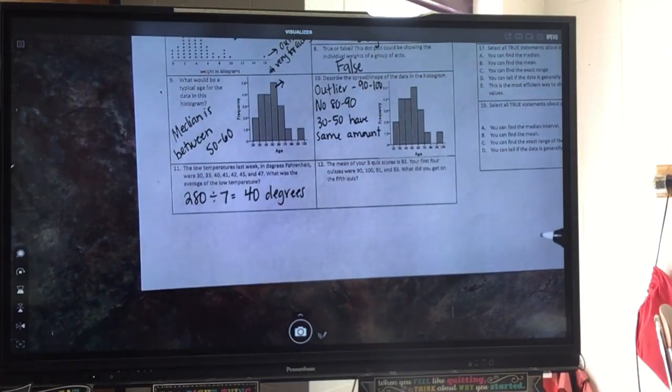Alright, number 12 says the mean of your 5 quizzes is 92. Your first 4 quizzes were 90, 100, 91, and 93. What did you get on the 5th quiz? I added all the numbers up, but then I didn't know what to do, so I skipped it. But then I saw your answer, so I wrote it down.